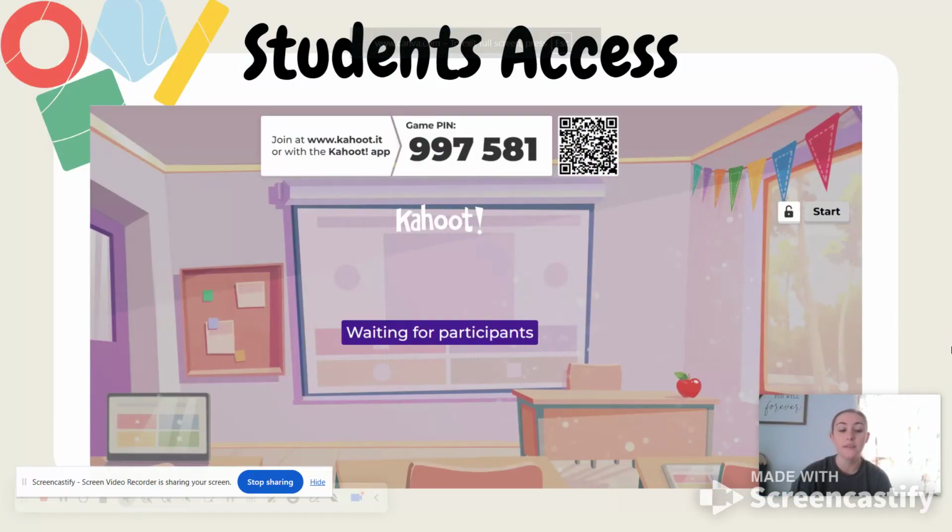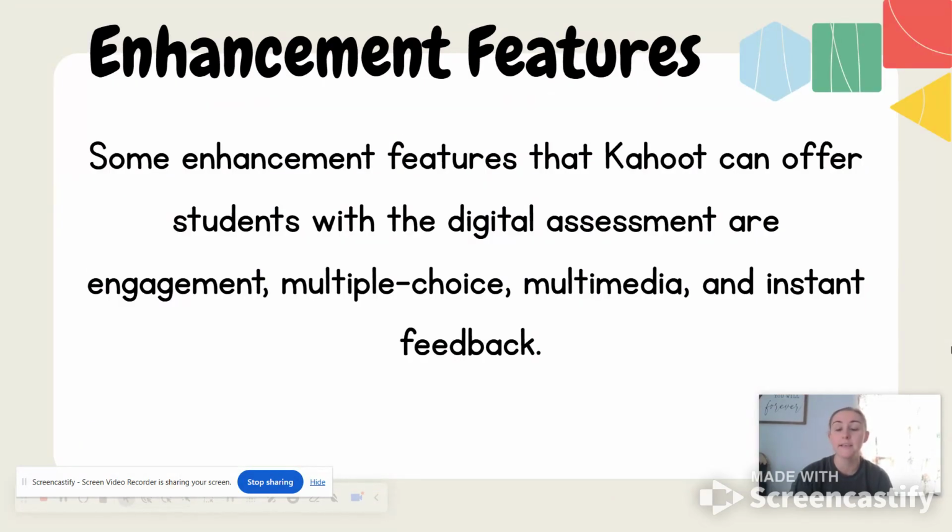So maybe if it was the square answer, which shape is this, and they clicked a rectangle, you can see that maybe the misconception the student is having is the difference between a rectangle and a square.